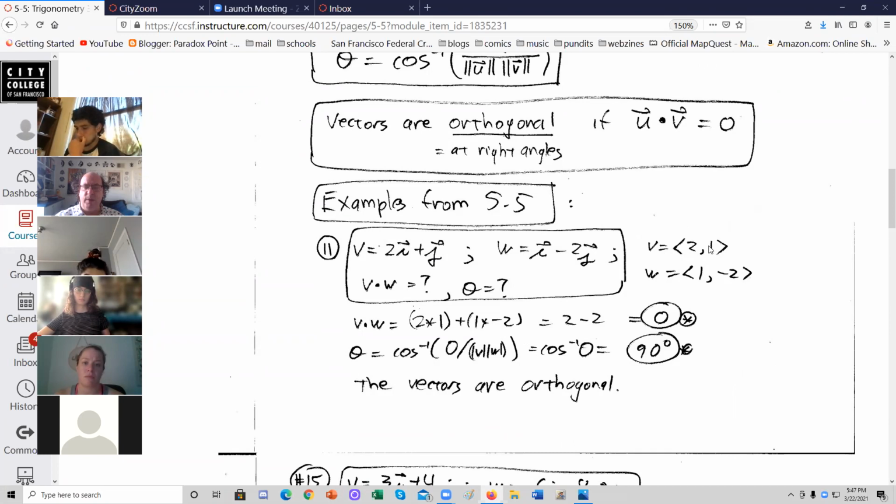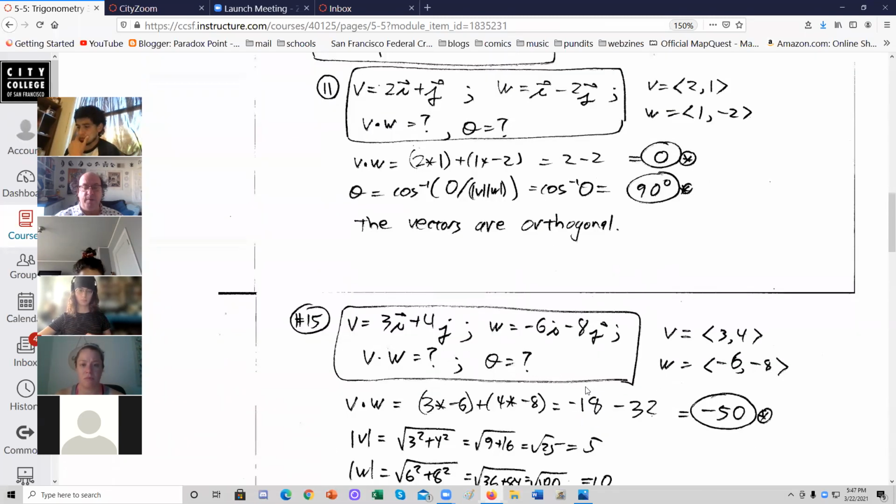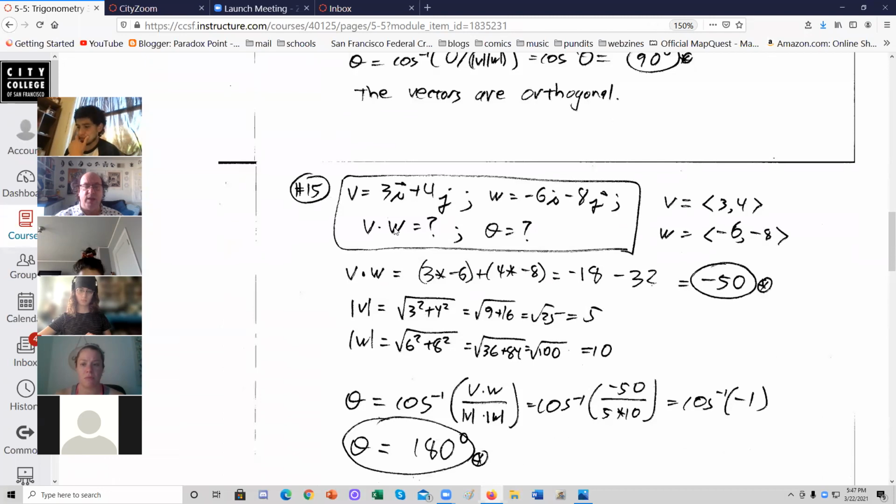2 times 1 plus 1 times negative 2 is 2 minus 2, which is 0. Okay. So theta is arc cosine of 0 over the lengths, which is arc cosine of 0, which is 90 degrees. These vectors are at right angles. They're orthogonal.